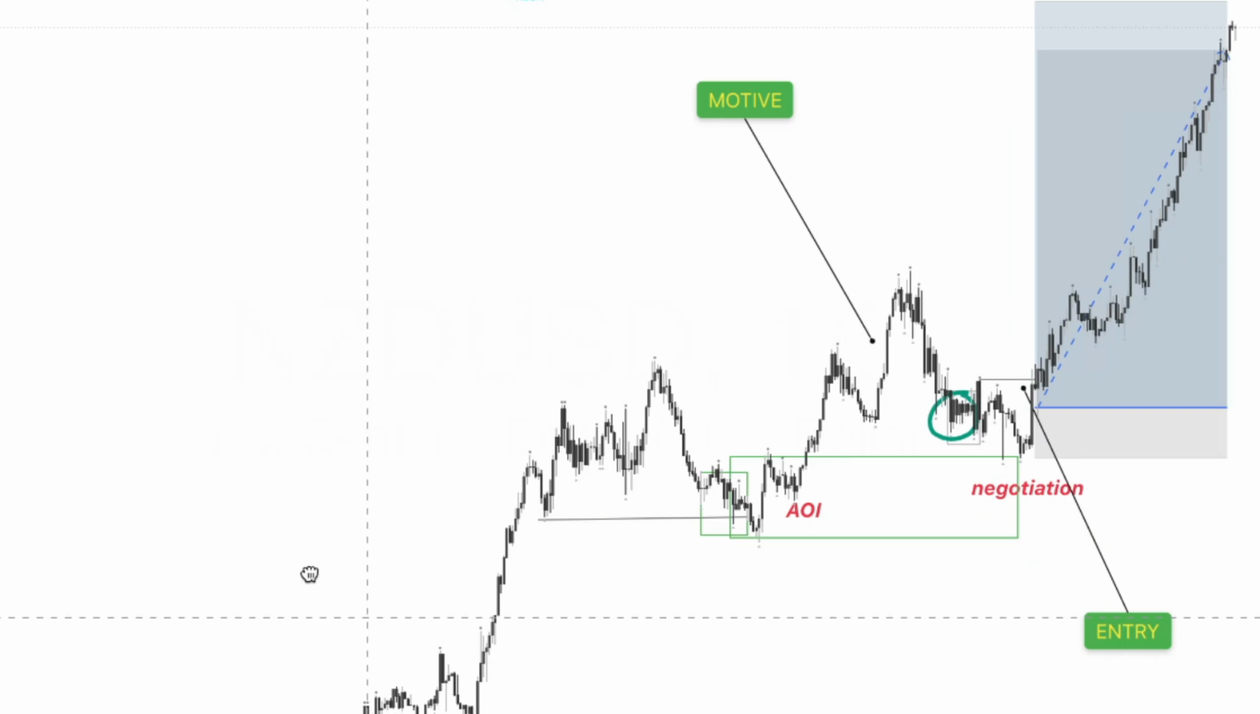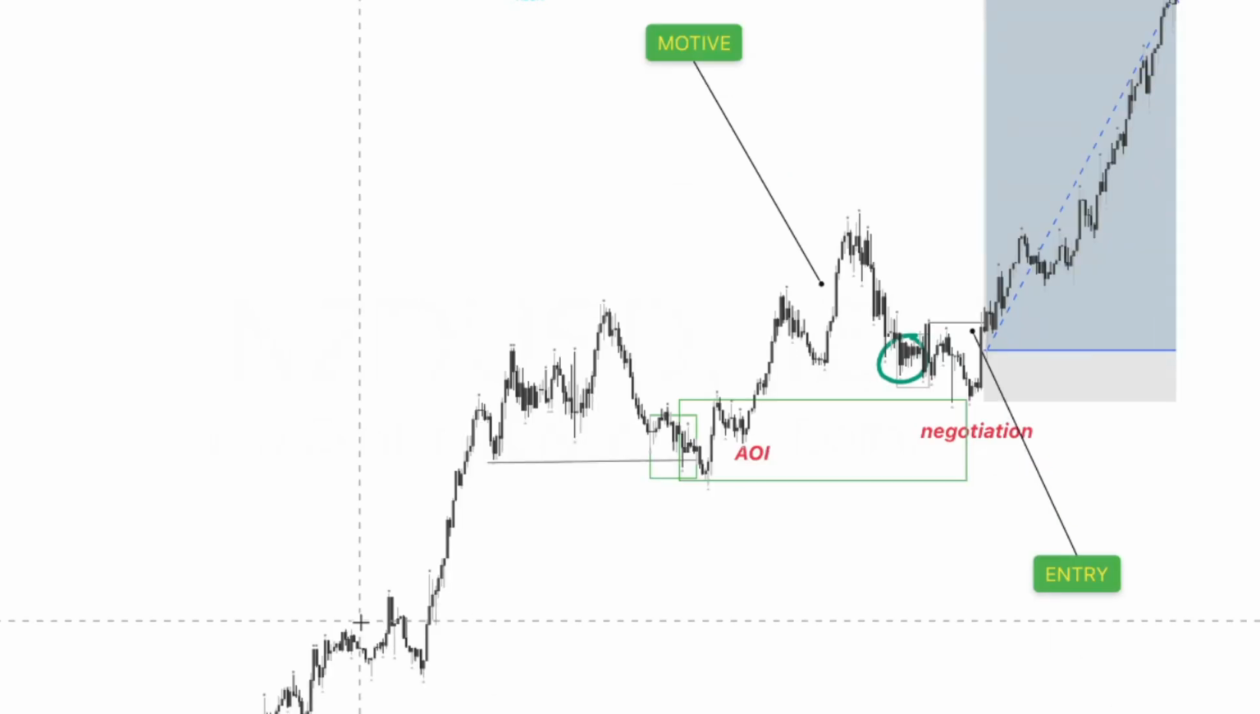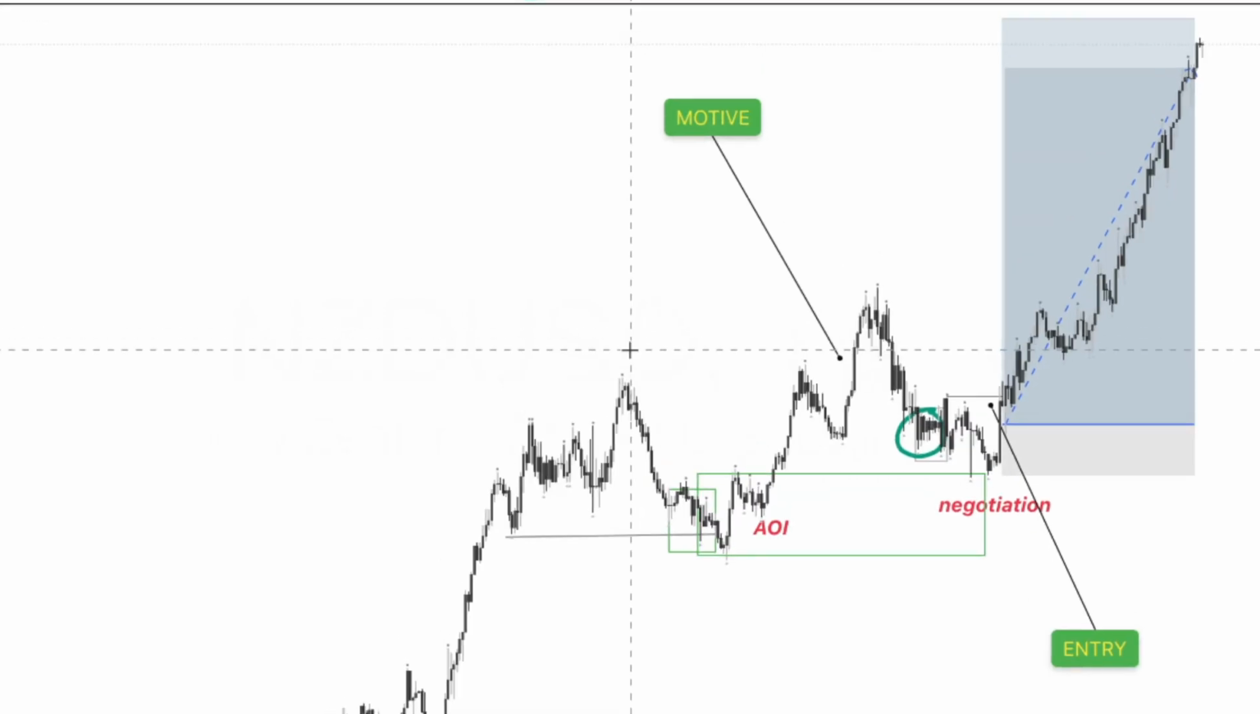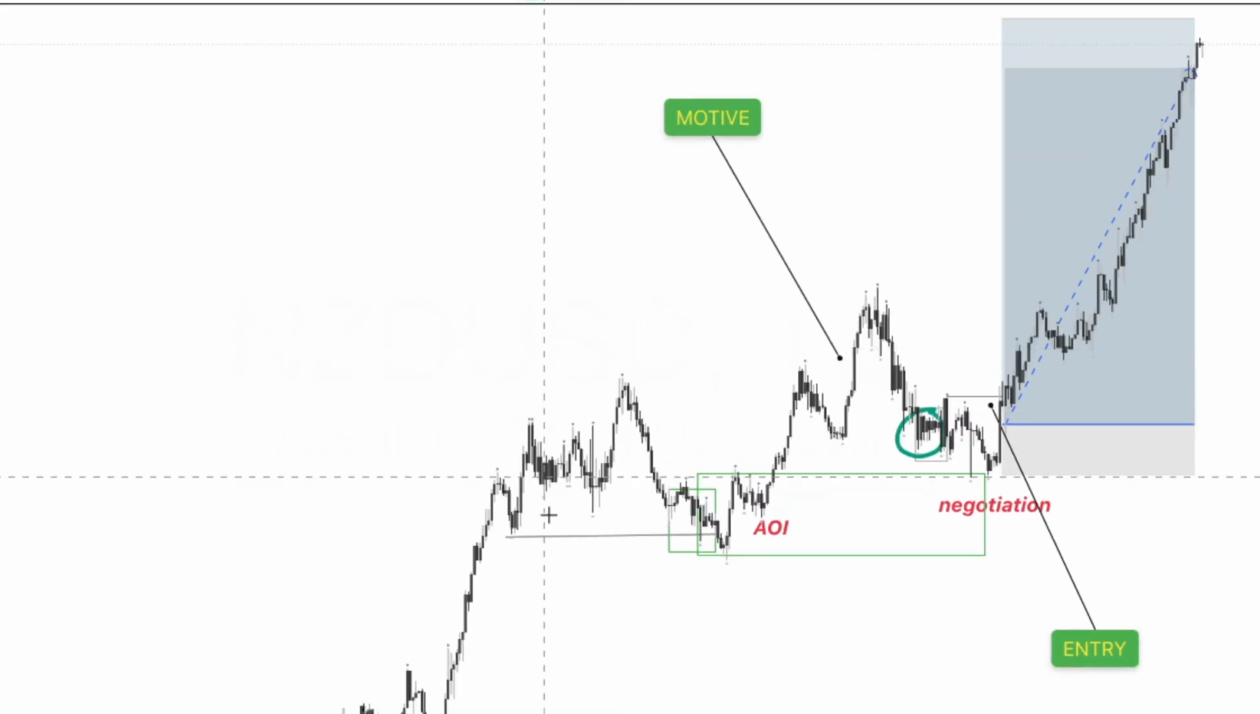I can go to a 1 hour time frame, but this is the time frame at which I saw it, and this is the time frame I took every one of my trades. All right. I took this specific trade, not every other one of my trades though.